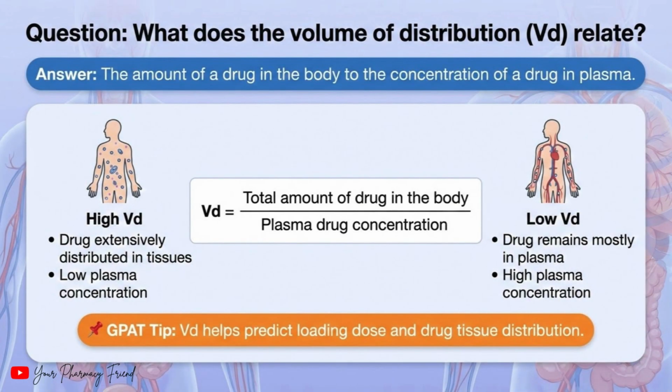What does the volume of distribution, VD, relate? The volume of distribution, or VD, relates the total amount of a drug in the body to its plasma concentration. It is a theoretical parameter that helps us understand how extensively a drug distributes into tissues. Drugs with a high VD distribute widely in tissues, whereas drugs with a low VD remain mostly in plasma. VD is essential for calculating proper loading doses and predicting tissue penetration.